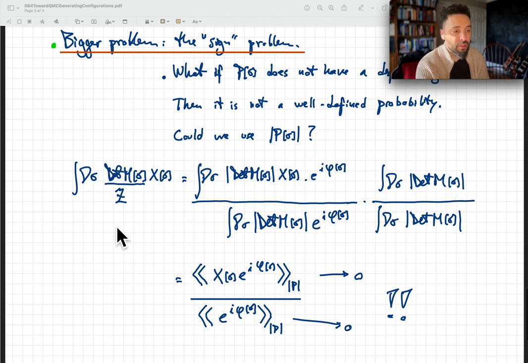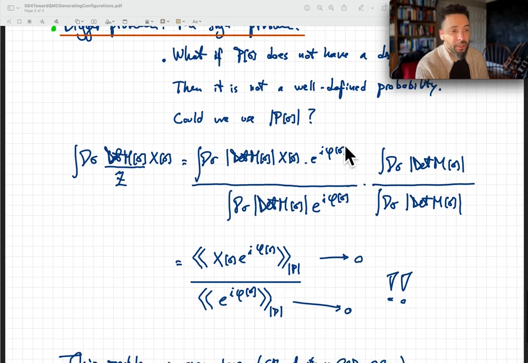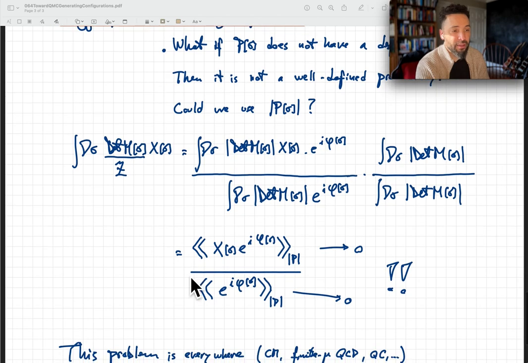If you look carefully, I have in the numerator the average over x of sigma times the phase, where the average is taken using the magnitude of the probability. And in the denominator, I am basically dividing by the properly normalized expectation value of the phase, e to the i phi, where the average, once again, is taken according to this magnitude, which is what we wanted. Can we use P of sigma?